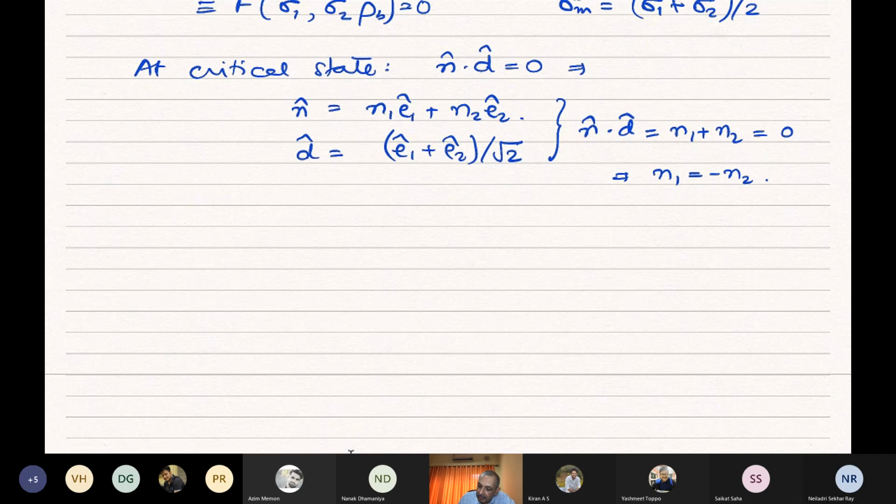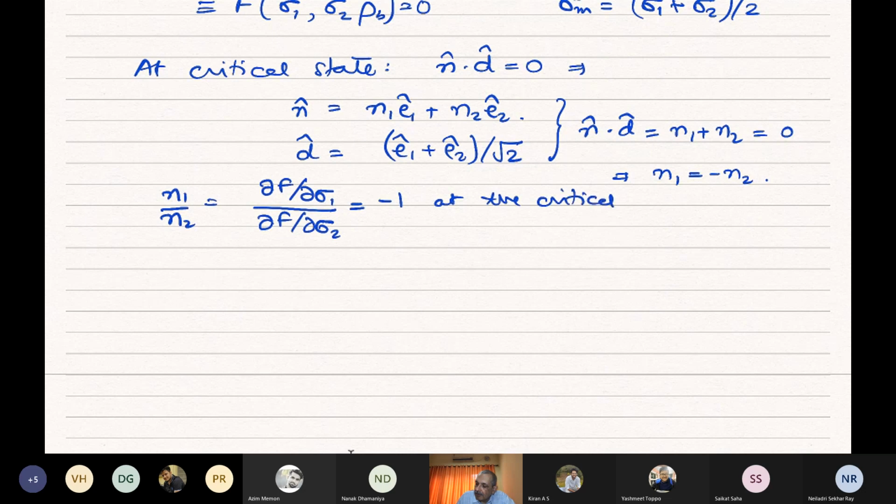So from the previous class we have n1 by n2 is equal to del f by del sigma 1 divided by del f by del sigma 2. But since n1 is equal to minus n2, this is equal to minus 1 at the critical state.